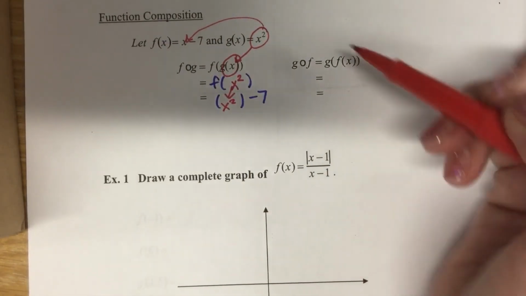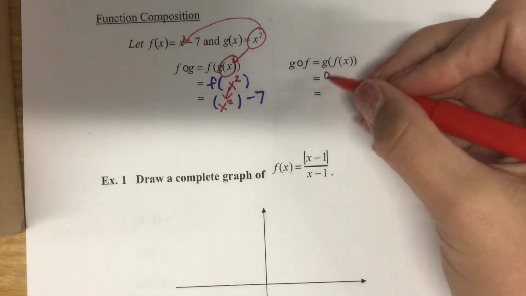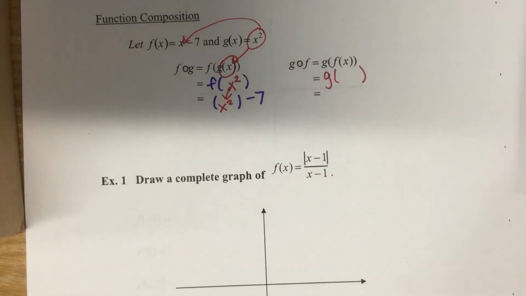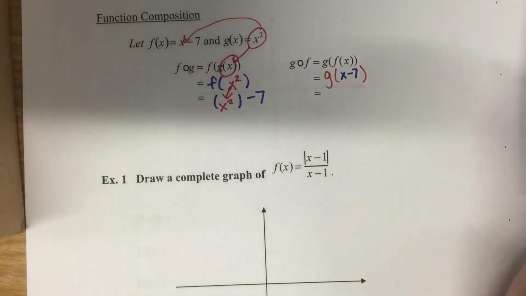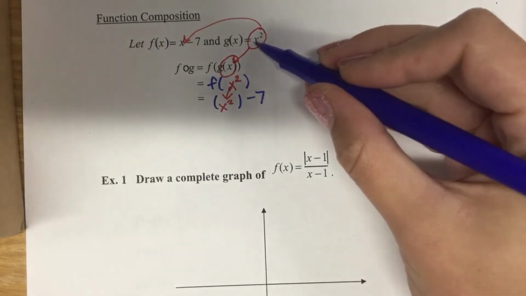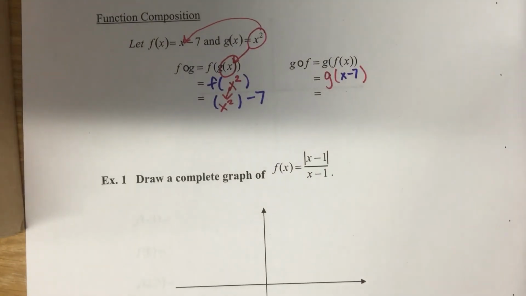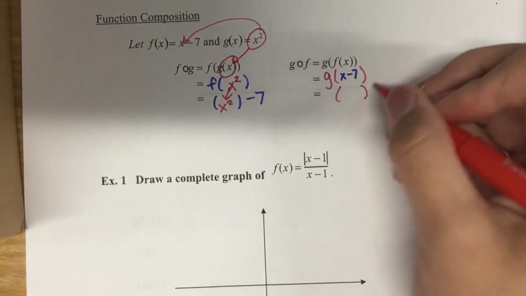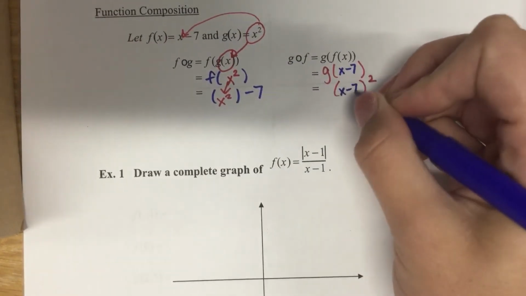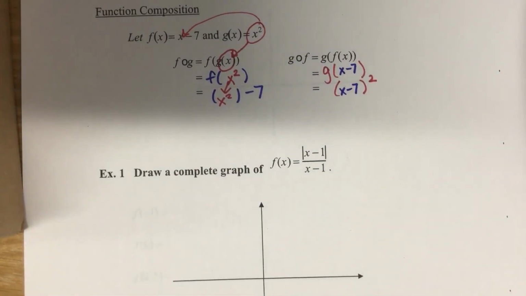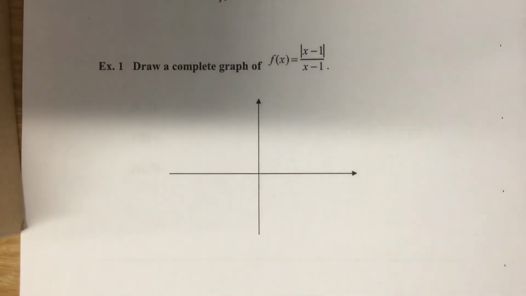If we strike and flip that, you go the opposite way. We're taking g, but we're plugging in f of x, which is x minus 7, in place for x. So we're taking this x minus 7 and we're plugging it in for x, which is going to give us, we have that blank for the squared, and we're just filling in the value for x minus 7 squared. That's our composition of function.